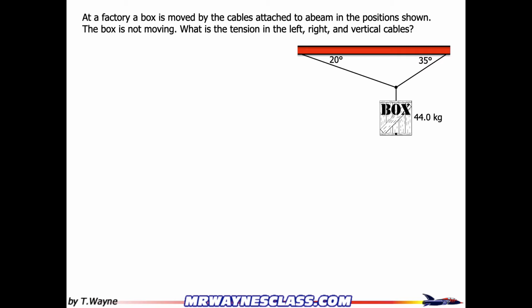At a factory, a box is moved by the cables attached to a beam in the position shown. The box is not moving. What is the tension in the left, right, and vertical cables?